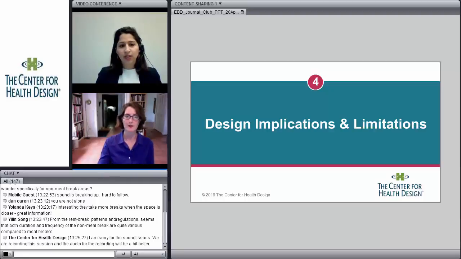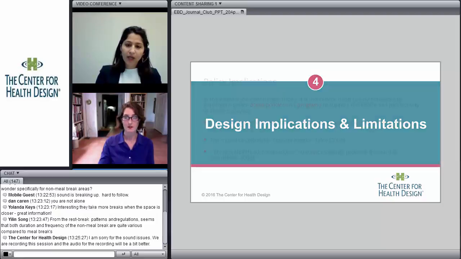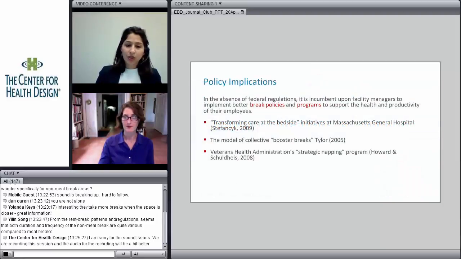And it really goes to each state, and then after that, it really goes to the facility level to push and support this idea. So the study leads to, first and foremost, the policy implication. In the absence of federal regulation, it's really important that facility managers implement better break policies and programs. Without policy and program, if we create the best environment to take breaks but they don't have that program policy, they are not really going to use it.